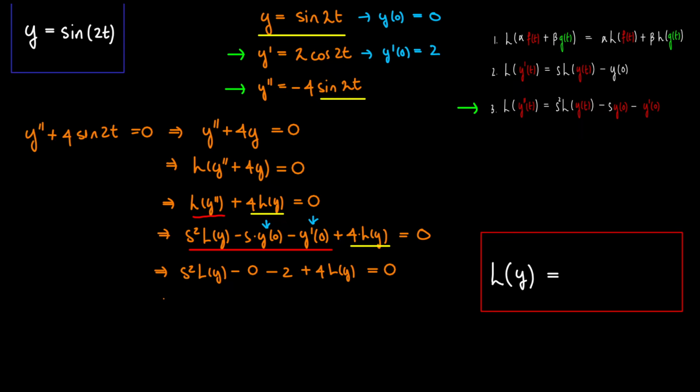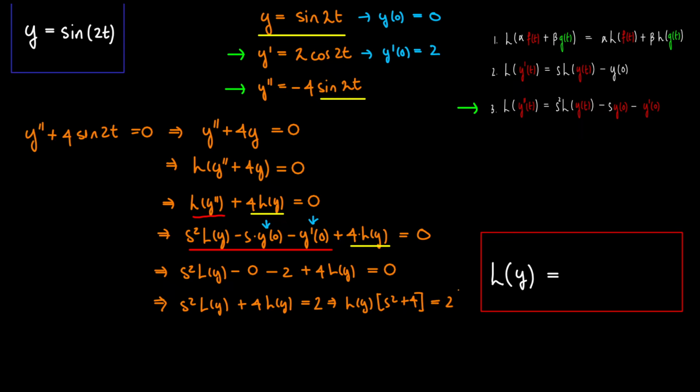Okay, great. And now we can simplify the equation. So what I'll do is take this negative 2 over and get that s squared L of y plus 4 L of y is equal to 2. And again, we can factor out the L of y. We're just solving for the L of y. So we get L of y times s squared plus 4 is equal to 2.